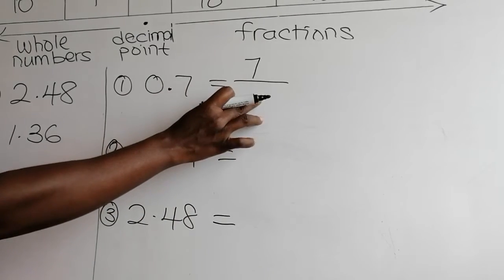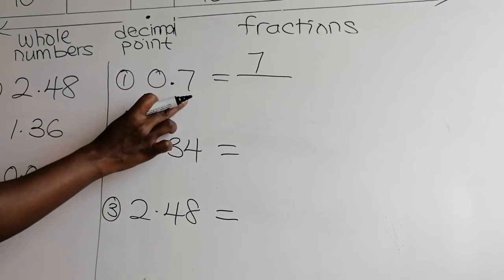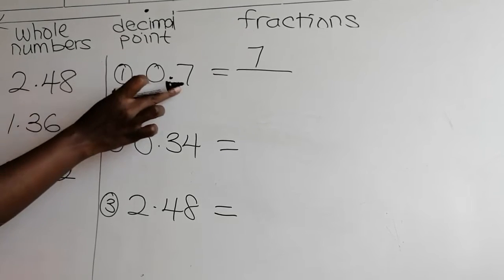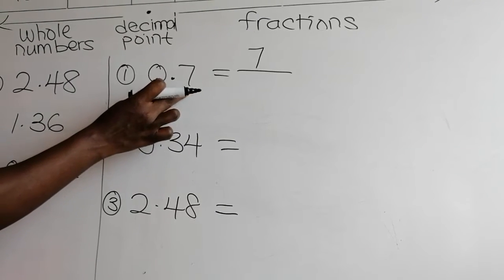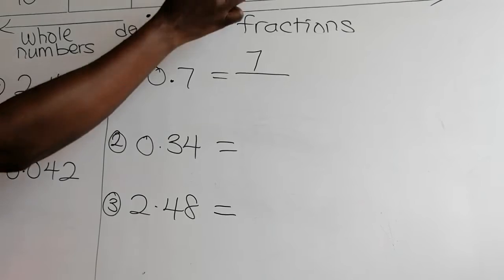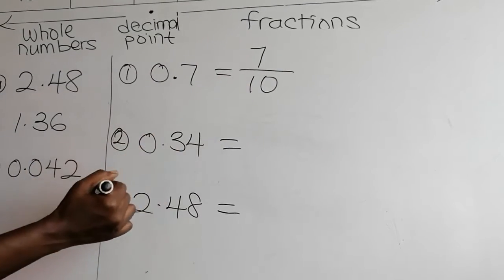And to get the denominator, we look at the last decimal digit. In example 1, we have 7, and that is in the tens. It falls under the tens. So the denominator is 10.